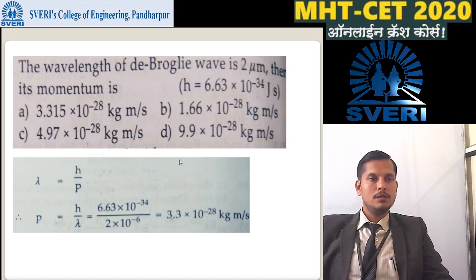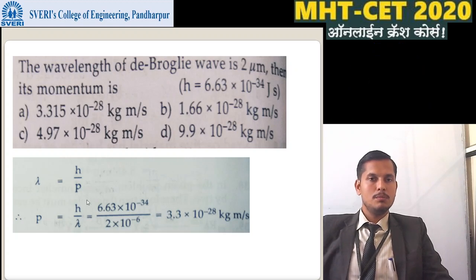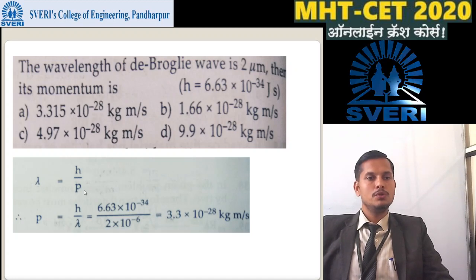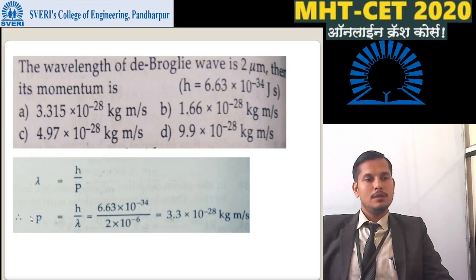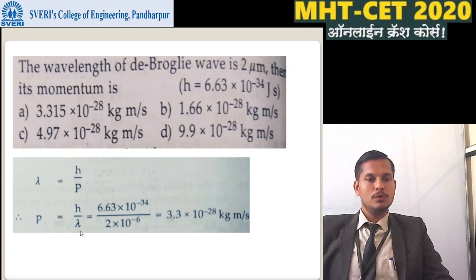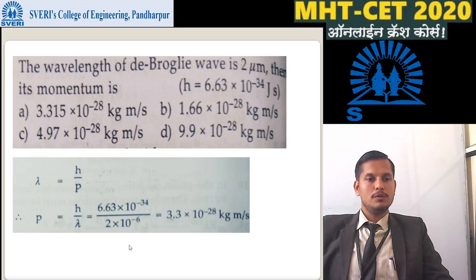The wavelength of de Broglie wave is 2 micrometer, then its momentum is, so value of h is also given. So it is very simple, if we know the equation, p is equal to h by lambda, so we can just adjust the term. It's p is equal to h by lambda. After putting the value, that lambda is nothing but 2 micrometer, 2 into 10 raised to minus 6, we can easily get the answer.